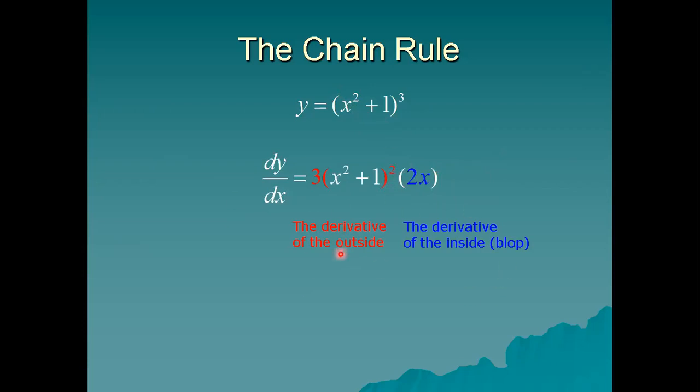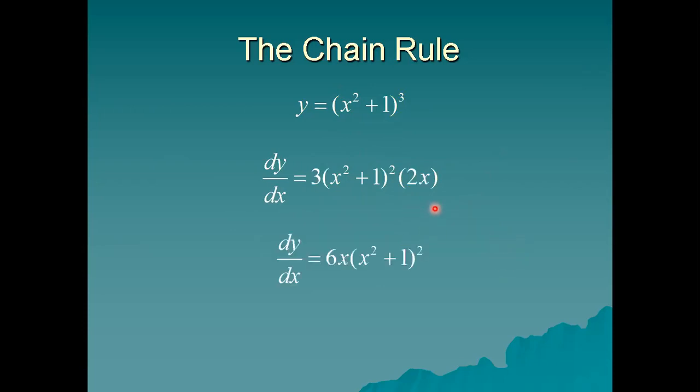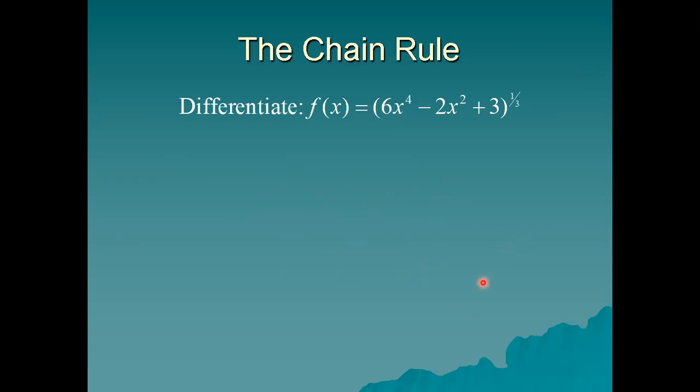Then, remember this label here. This is the derivative of the outside. Only 3 and then the squared, and then we just copied the function g of x. And then 2x is the derivative of the inside, labeled as the blob there, as you can see in the animation. After that, we simplify. 3 times 2x, that's 6x. And then we copy here the quantity x squared plus 1, quantity squared, and that's our final answer.